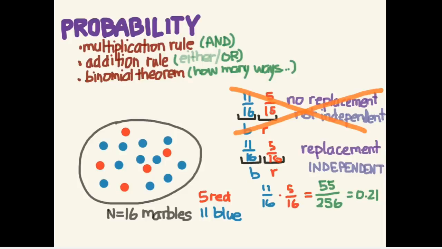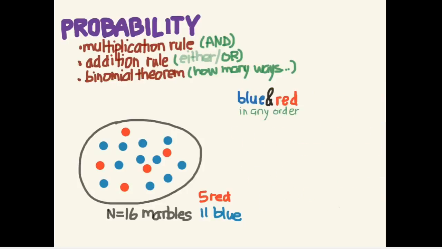Okay, now let's look at the addition rule. In this previous example, what I had asked was, what is the probability of getting a blue one and then getting a red one? Now what I'm going to ask is, what is the probability of getting a blue and a red in any order? Initially I said you had to first get a blue and then a red. Now I'm saying get a blue and a red in any order. So there's really only two ways you could do this, and we're going to do it with replacement. You can either draw a blue first, then a red, or you can get a red first and then a blue.